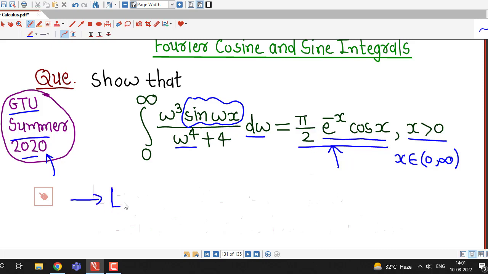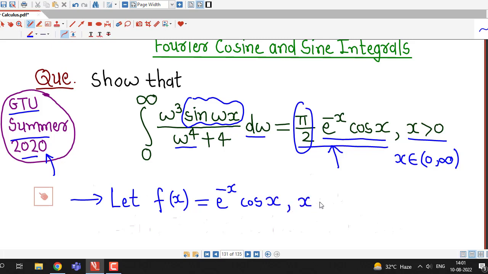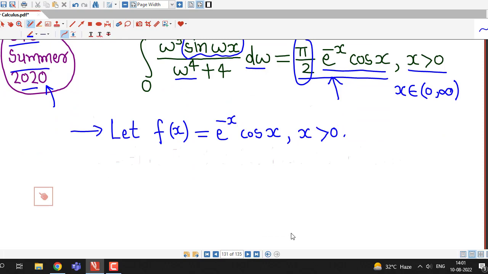So we can consider this whole right hand side as our function, or we can ignore the constant multiple and we can consider f(x) equal to e raised to minus x times cos x. And because we have sin omega x here, we will find out Fourier sine integral of this function f(x).